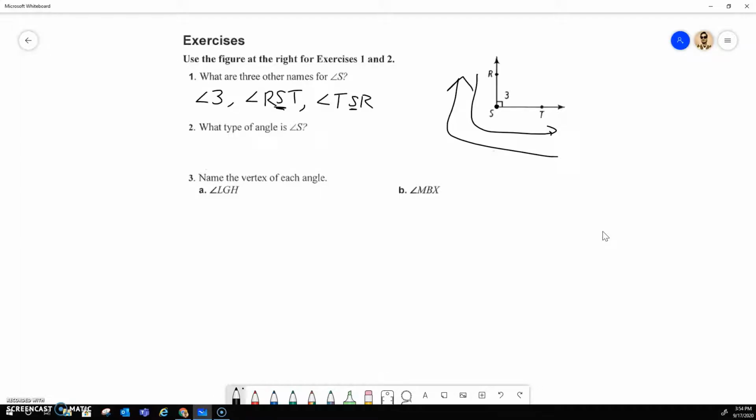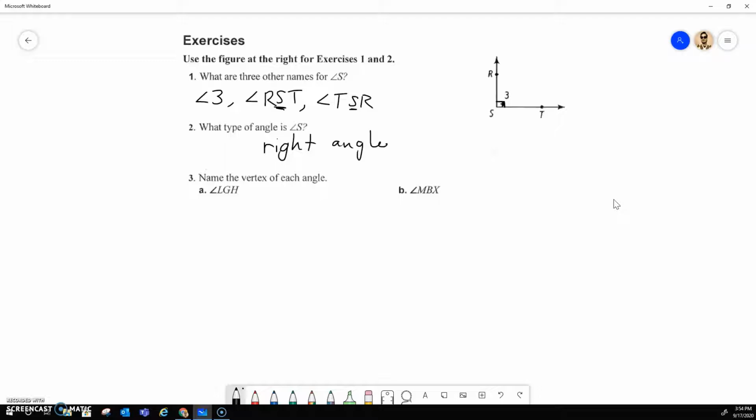Again, making sure the vertex is the center, the middle point in those 3 points when we name it in that method. Okay. What type of angle is angle S? Well, angle S on the diagram clearly shows a right angle, so we would say right angle, which is 90 degrees. Okay. Name the vertex of each angle.